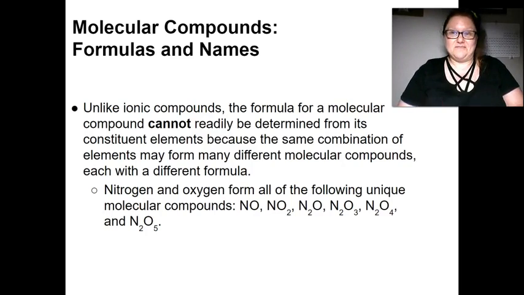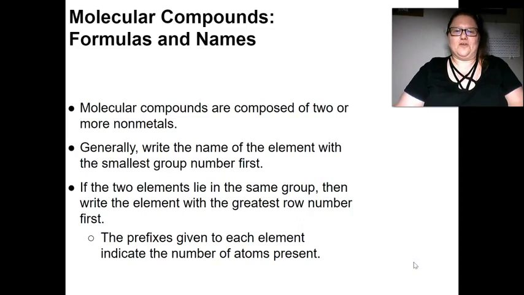They're all different substances. So we can't use the ion form of naming because these would all be named the same thing, nitrogen oxide. So there has to be a way to say one chemical versus another without writing the formula. And so here we do.